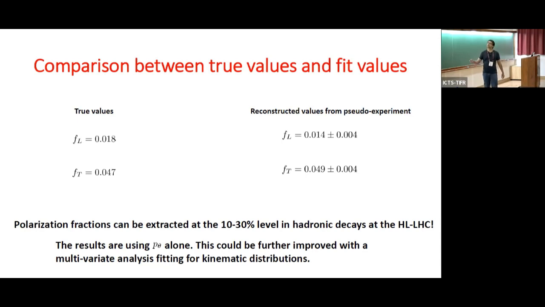You're background dominated. When we reconstruct in the pseudo experiment, we reconstruct fairly well within 1 sigma, and the error is also pretty small. So the polarization fraction can be extracted at about the 10 to 30% level in these hadronic decays at the high luminosity LHC. We repeated this for many pseudo experiments to check that this makes sense. These results use p_T, theta, and tau_21 alone, and can be further improved with a multivariate analysis fitting for the kinematic distributions.